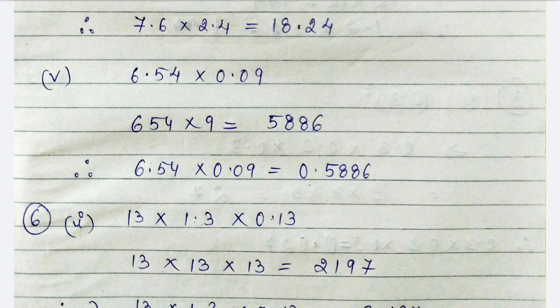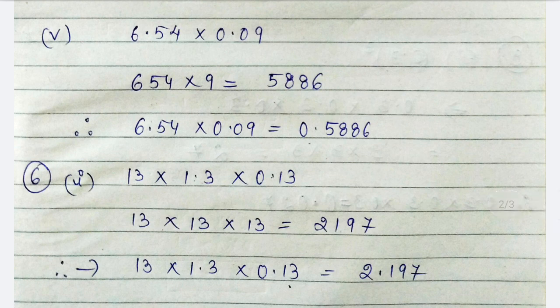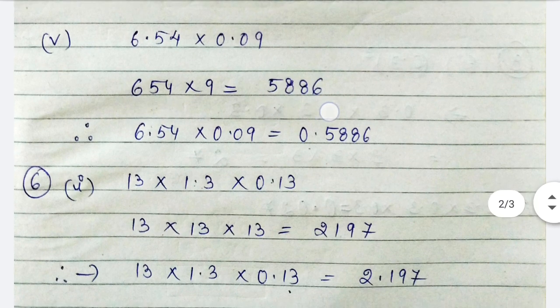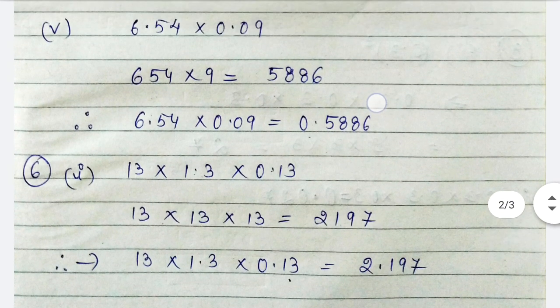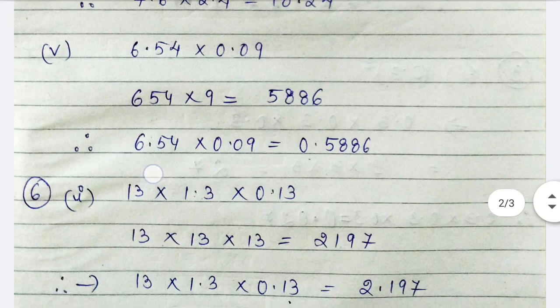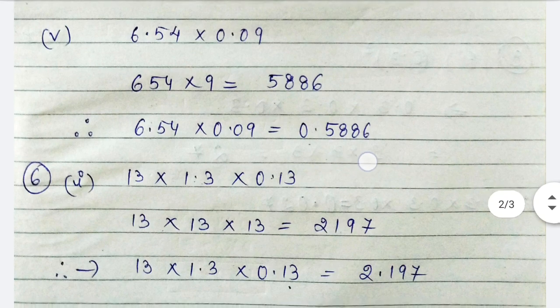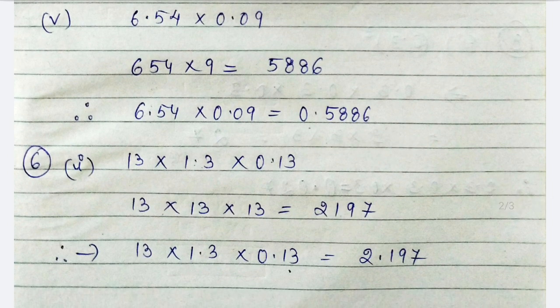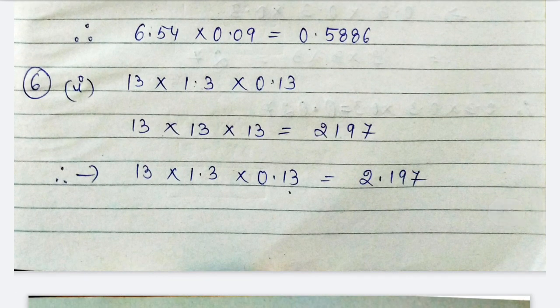Next, 6.54 into 0.09. After multiplication, the simple value is 5886. Now here you see the decimal is applied two place values before. Here also two place values before. So total place values are 4. So you have to apply the decimal 4 place values left. 0.5886 is your answer.